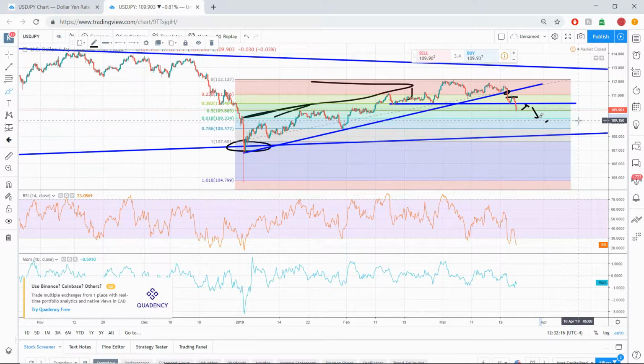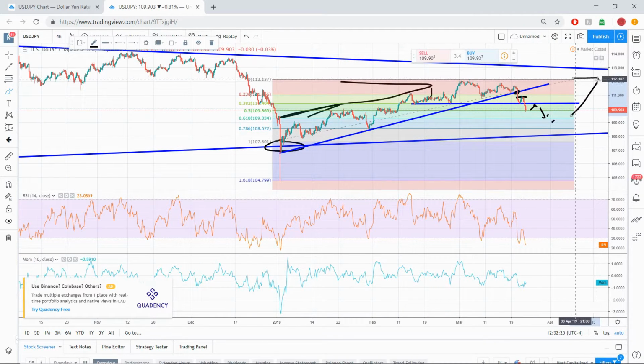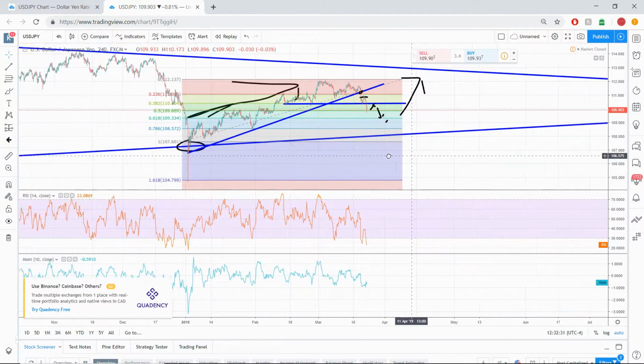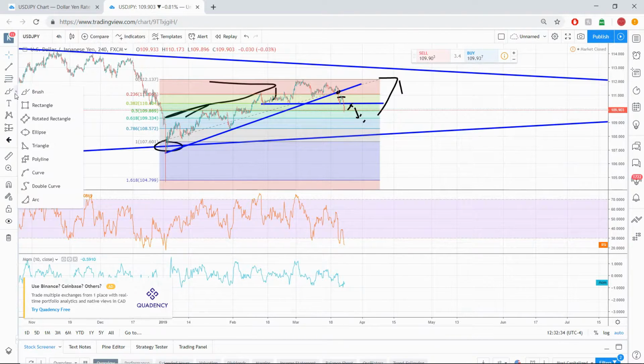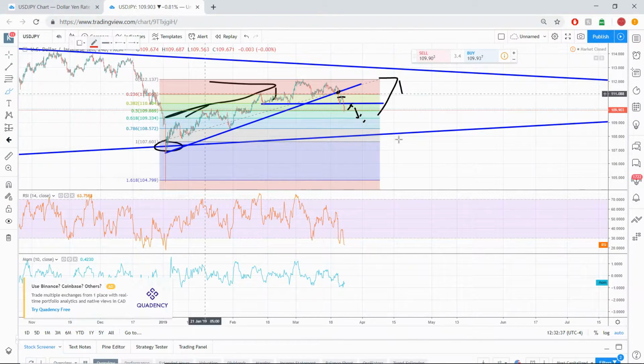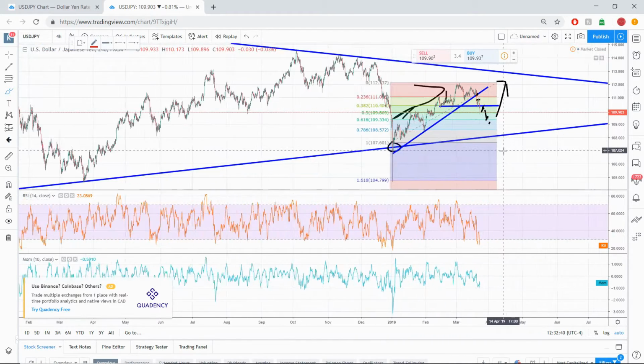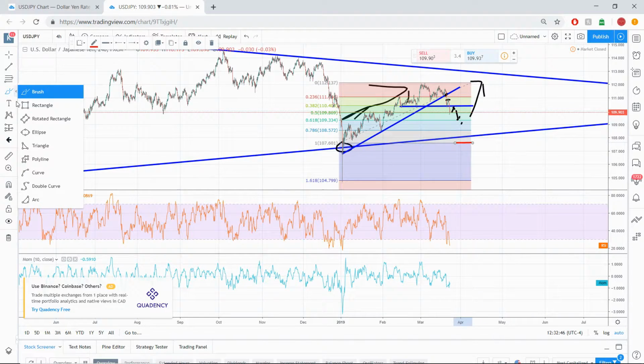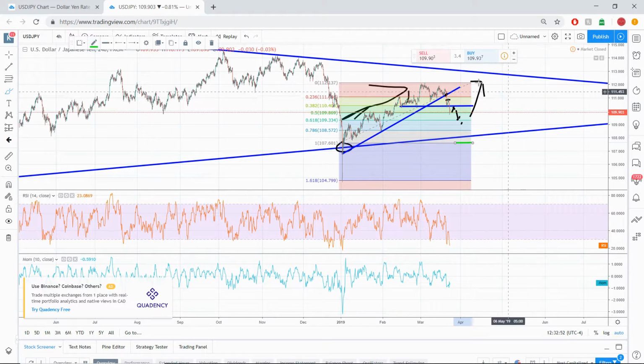What I'm going to be doing is I'm going to be looking for price action at the 50% level or the 62% level to go long, all the way up here. And I would put my stop loss underneath the symmetrical triangle pattern on the weekly of about here. And then my take profit will obviously be up there. Let me just draw that right now. It'll be up here somewhere. And then this would be my stop loss.